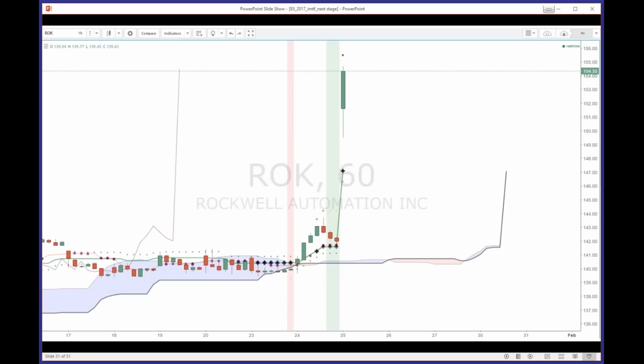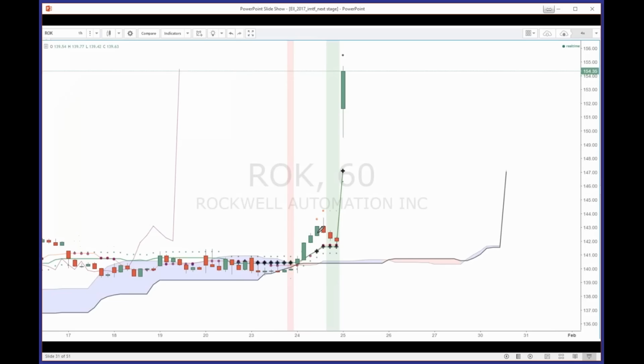Let's look at some more trades. This is Rockwell Automation. This is a 60-minute here. Notice on a 60-minute in the green shaded area, I had a dot and a cross on the same time frame. So I put a pullback trade here. On the pullback trade, this is our risk to reward.